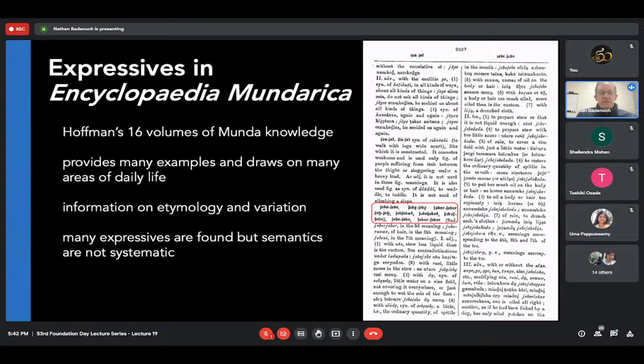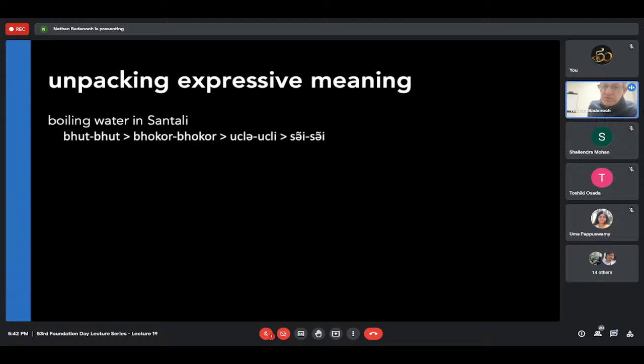When I began to work on expressives, Osada-ji had been working on them for a long time with Madhu Barthwal-ji. We began to develop a methodology. I want to describe a little bit of how this worked, not from Mundari, but from an interesting session that I did in Santali, a related language.